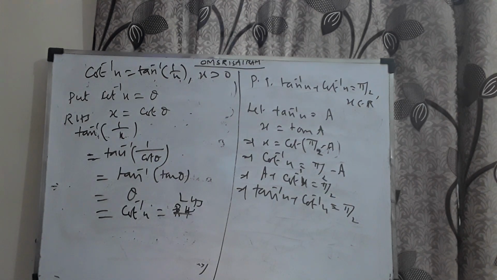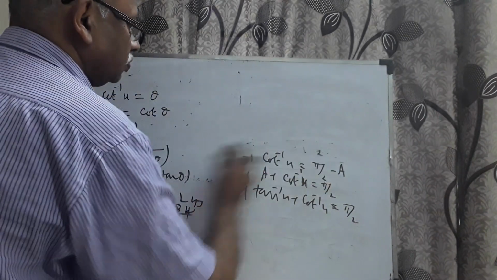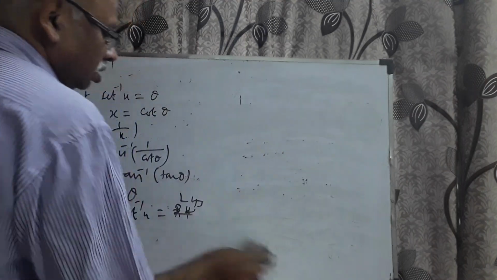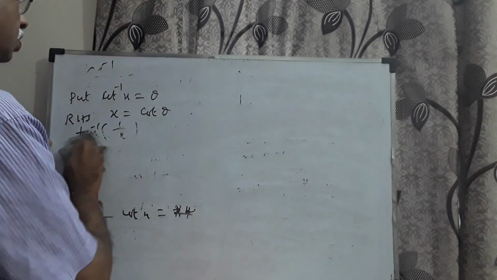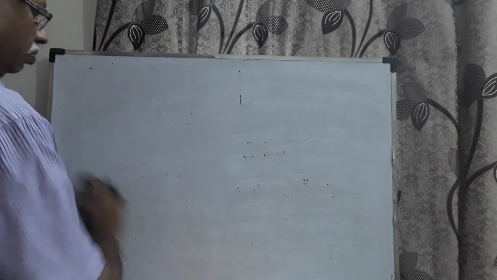Tan inverse x plus tan inverse y is tan inverse of (x plus y) by (1 minus xy) if xy is less than 1. And tan inverse x plus cot inverse x is pi by 2, the second result we have seen. And the third result is cot inverse x is tan inverse 1 by x.